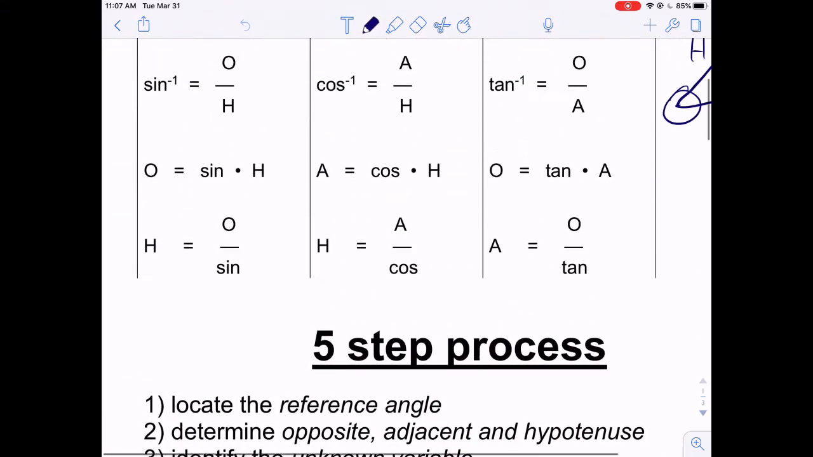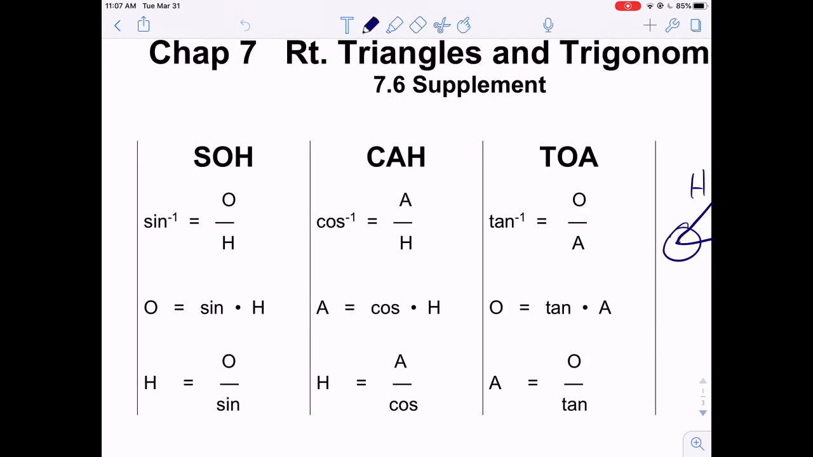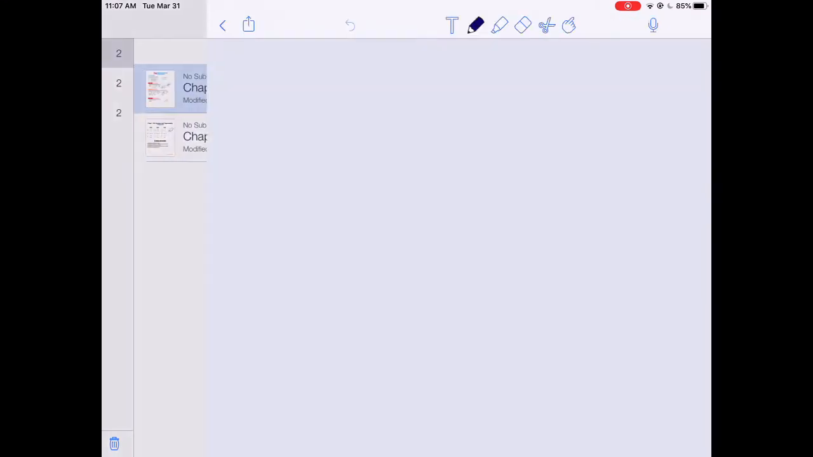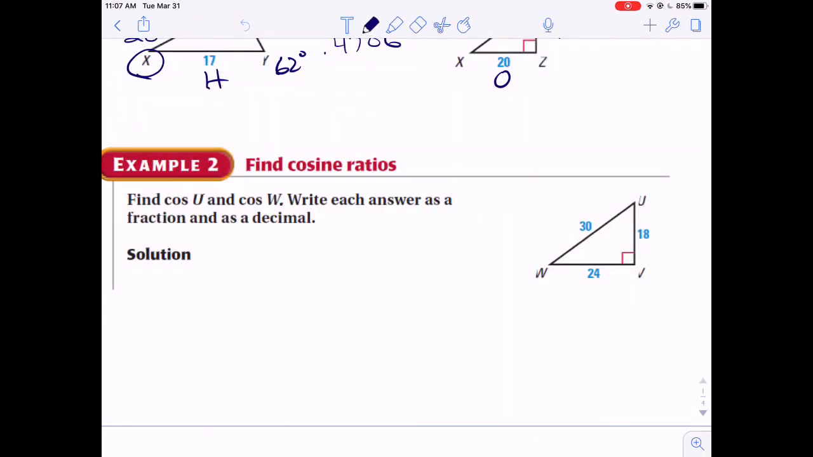To set up here, cosine's the middle. It's adjacent over hypotenuse. So I'll take the A value divided by the H, divide it, look that decimal up on the table. So let's try that out. Going back to the worksheet again. For example 2, they say find cosine of U. So here's U. And I label them up. Here's my H, here's my A, here's my O.